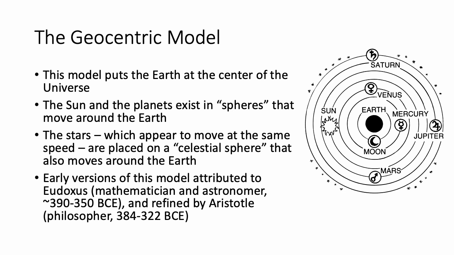And so this early version is attributed to Eudoxus. But it's really refined by Aristotle, and if Aristotle says this is so, then it must be so. It was very difficult to get away from this geocentric model, and it really stuck around for a very long time.